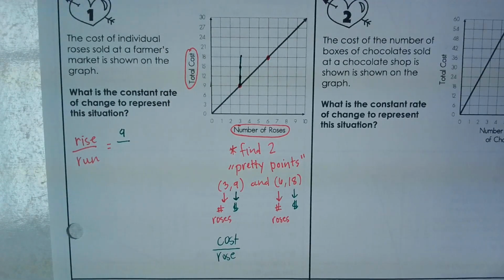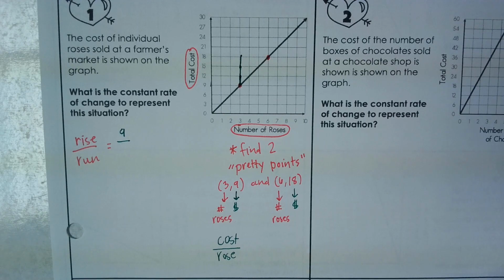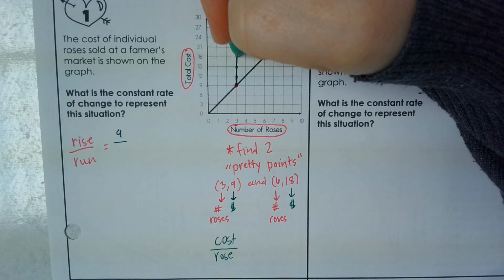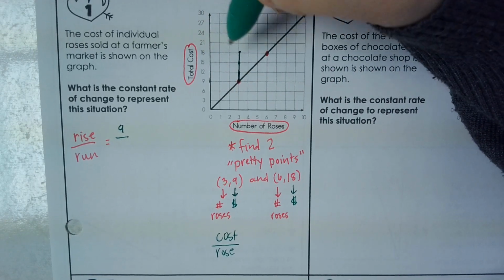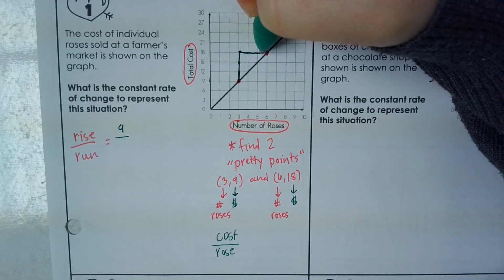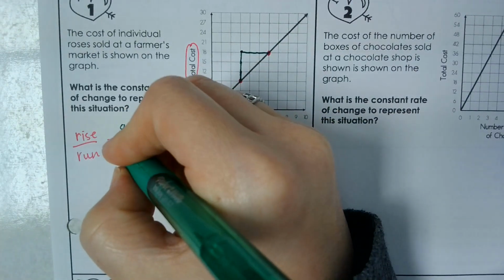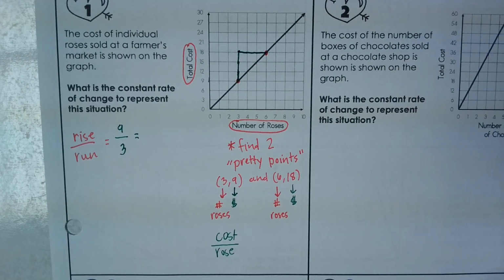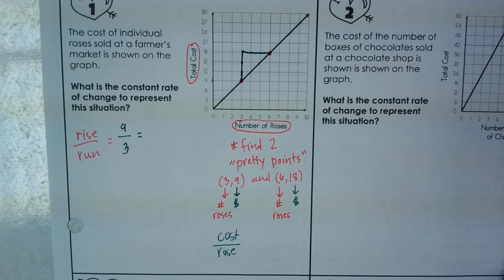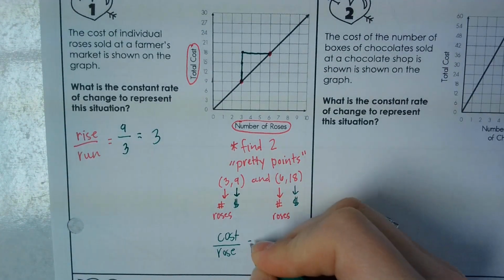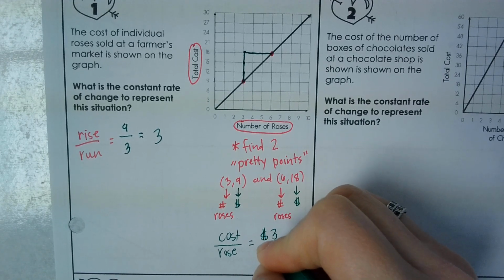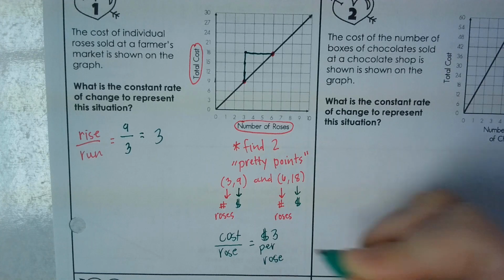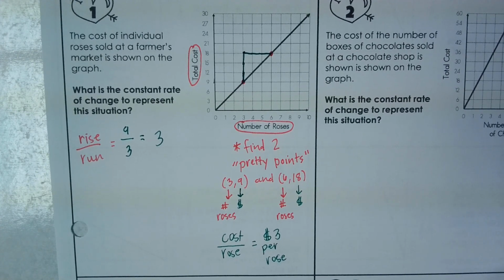It just depends on what it's got. Exactly. Absolutely. And then when we run, what's my run going to go by? 1s. Yes, very good. My run is going by 1s. My x-axis is going by 1s. So I'm going to run to the right. 1, 2, 3. So my run is a positive 3. And then we simplify this. What's 9 divided by 3? 3. So, to answer the question, the cost per rose is $3 per rose, according to this graph. Now, anybody have any questions?